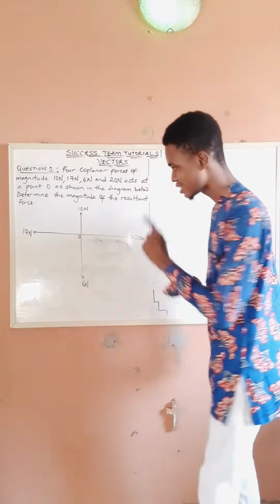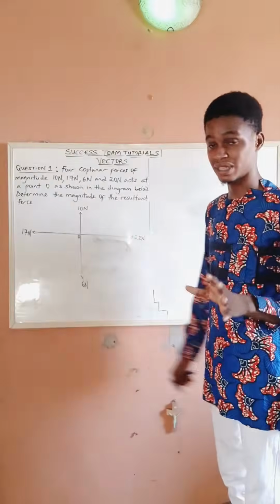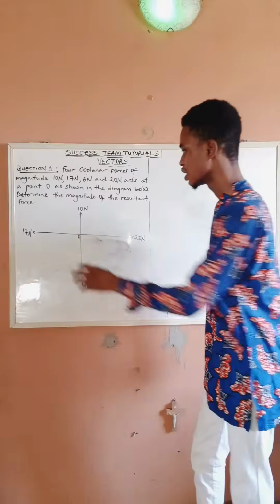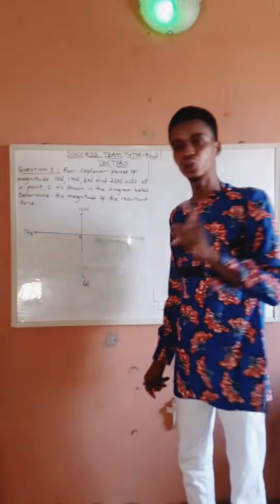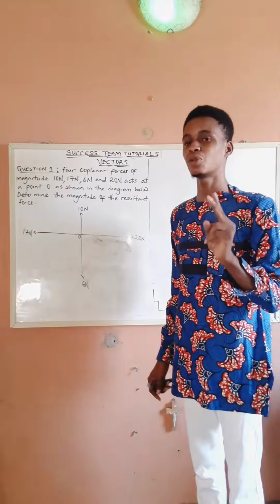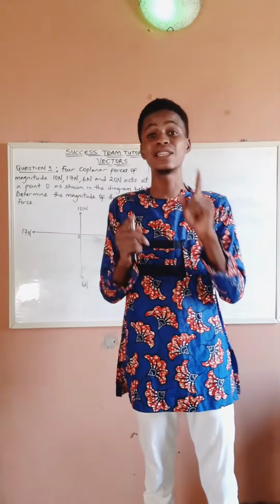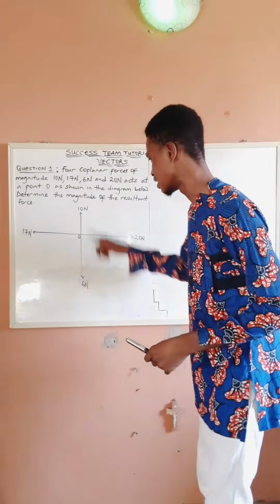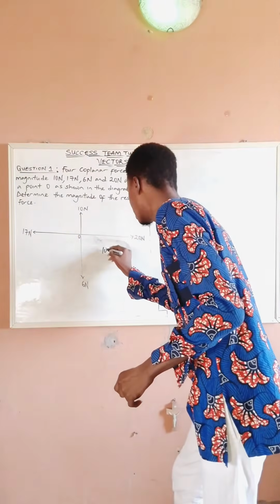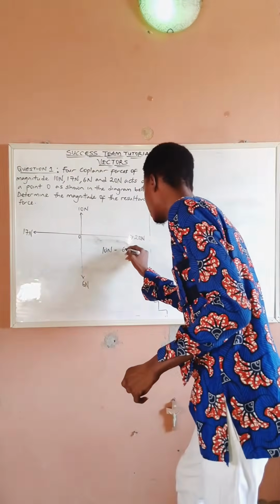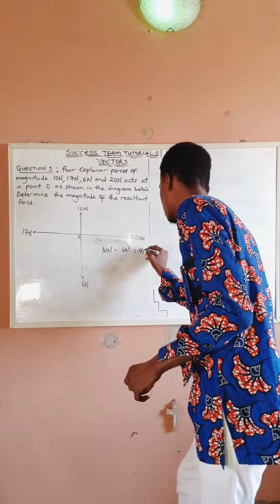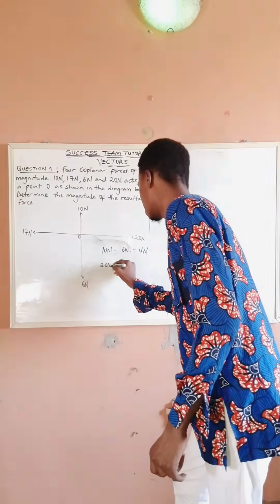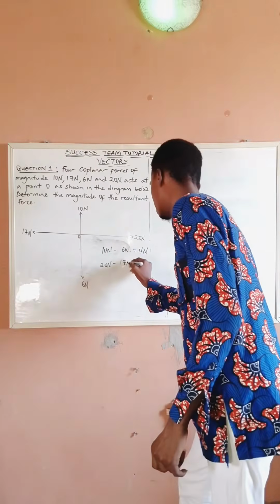The first thing you have to notice is that these two forces are acting in opposite directions. I told you that if two forces are acting in opposite directions, the thing you do is to subtract them. So in the vertical axis, I have 10 Newton minus 6 Newton, and that will give us 4 Newton. In the horizontal axis, I have 20 Newton minus 17 Newton, and that will give us 3 Newton.